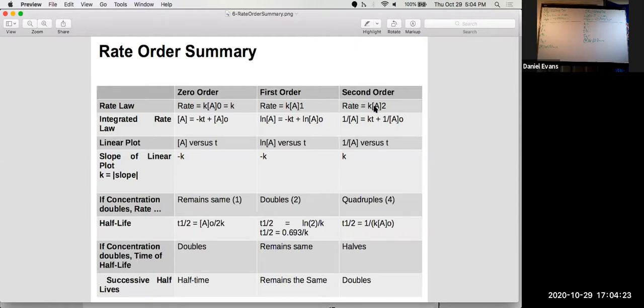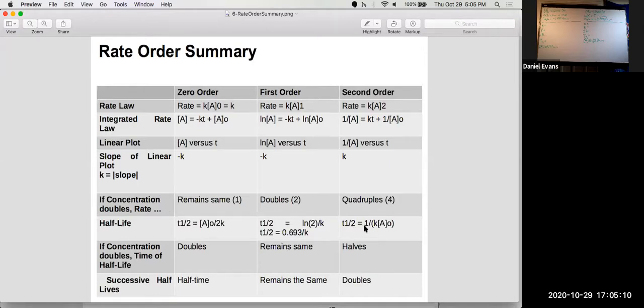So a second order reaction will be rate equals k times concentration squared. The integrated rate law is 1 over concentration equals kt plus 1 over the initial concentration. And the most linear line should be 1 over concentration versus time. The slope will be equal to the rate constant. And if we double our concentration, if we look up in the rate law here, we double A, that 2 squared would be 4. So the rate quadruples. So if we double our concentration, rate quadruples. This is what we were using in the method of initial rates to determine orders of rates.